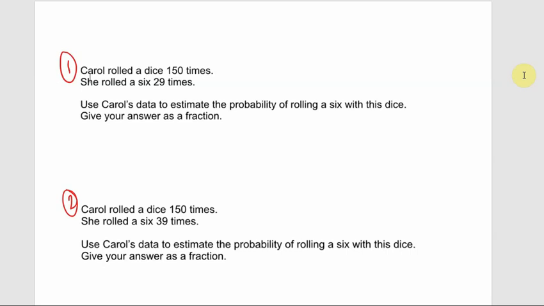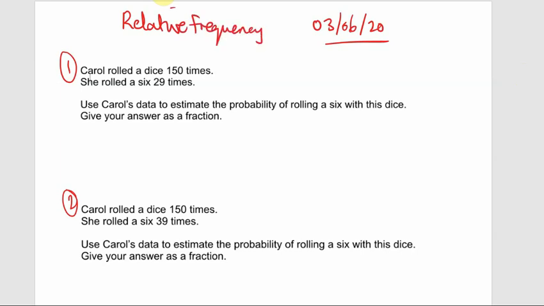Hi, so this is a MathWatch task that you will have done on the 3rd of June, and it was all about relative frequency and expected outcomes.